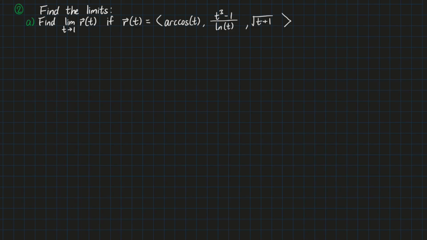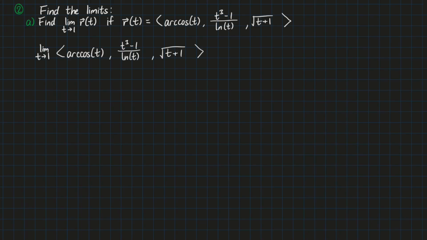Okay, so for number 2, find the limits. For part A, find the limit as t approaches 1 of R of t, if R of t equals arc cosine of t, comma, t cubed minus 1 over ln of t, comma, square root of t plus 1.